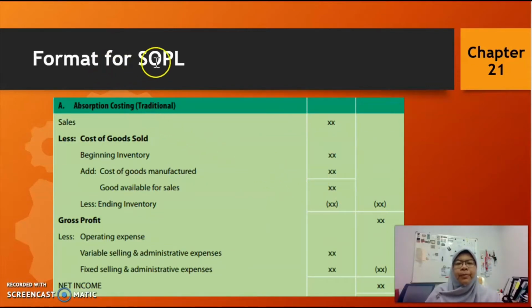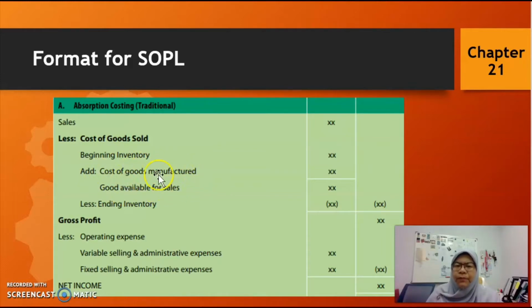Format for SOPL. First we're going to look at absorption costing. Under absorption costing, SOPL, of course, we start with sales. You transfer the sales amount. Then you minus the cost of goods sold. So how to calculate cost of goods sold? Cost of goods sold starts with beginning inventory. Then we add COGM, cost of goods manufactured.